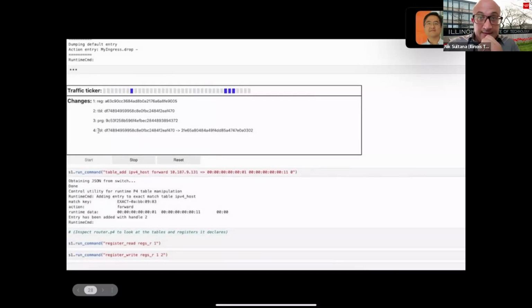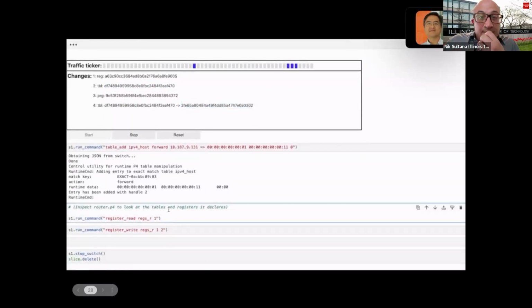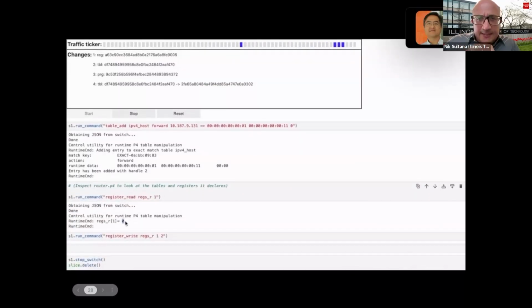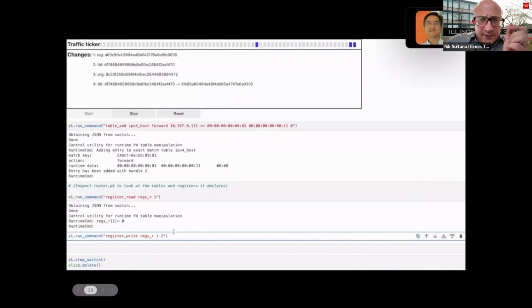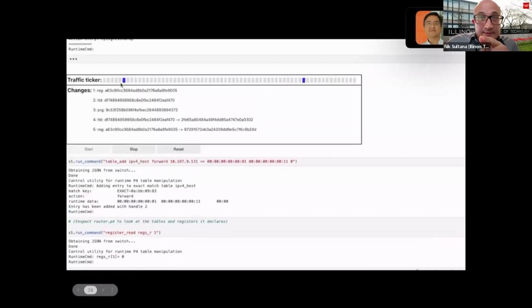So there I added that table entry, and we can see that the table has changed from that hash value to this new hash value. And next, I'm going to read the register. I didn't tell you much about registers other than that they're stateful variables that persist on the data plane. I can see that the value is 1. I'm now going to change it to 2. The change has gone through. The event change has also been observed, and we can see that the hash value has changed.